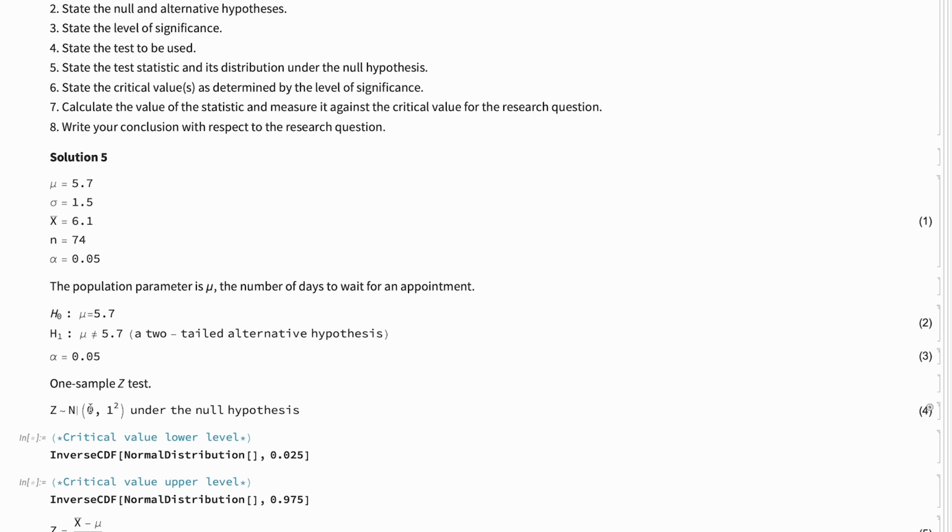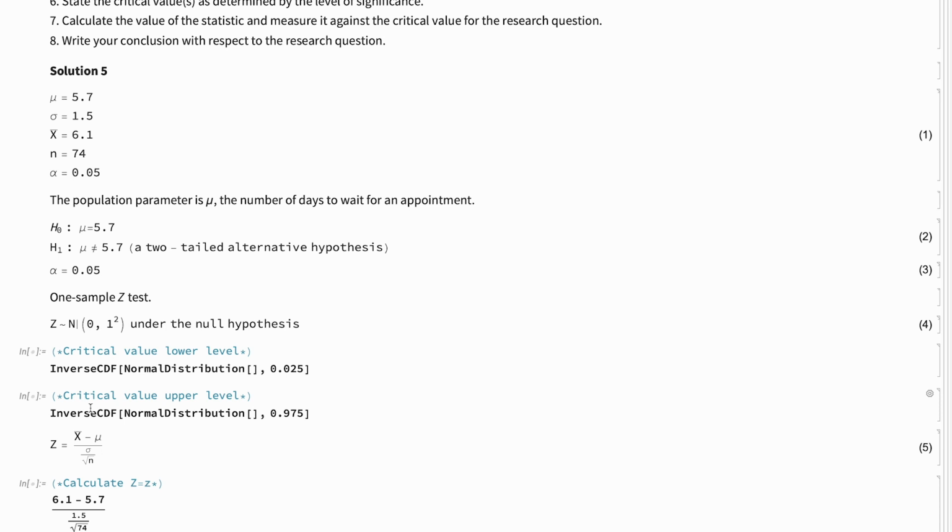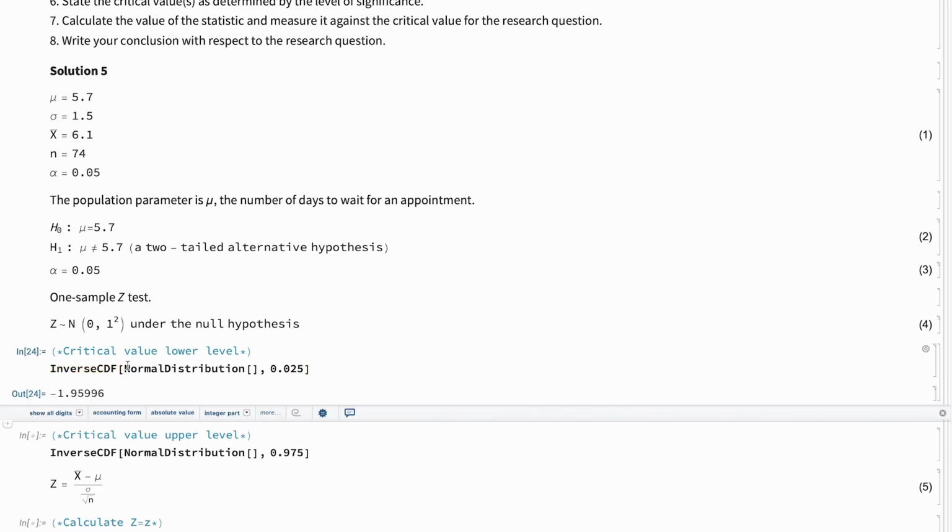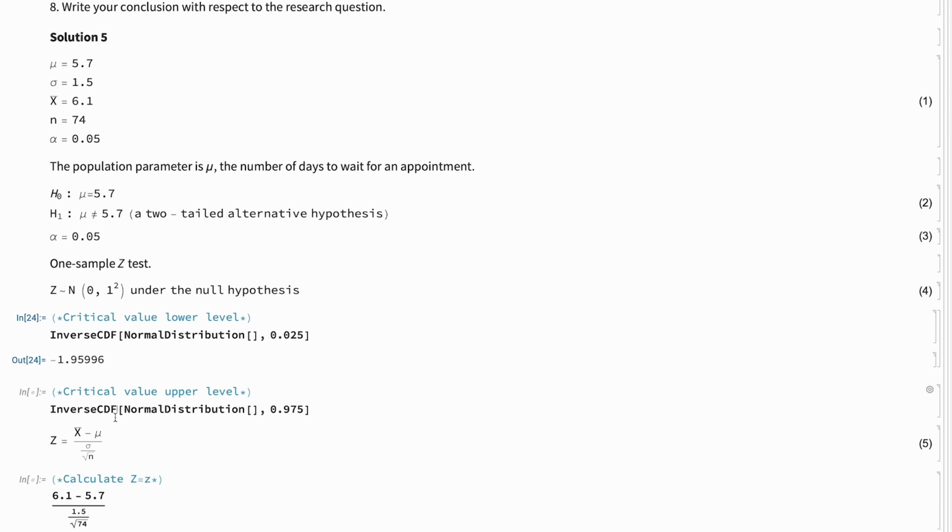And remember here, Z is just a representation of all the possible X bar values if I could do my study many times over. And all those X bars can be converted to a Z value by standardizing each and every one of those infinite number of X bar values by subtracting the population mean and dividing by sigma divided by the square root of n. So now I have to calculate the critical values using a Z distribution and using an alpha value of 0.05. Now here I've used code for that. My lower critical value will be negative 1.96. My upper value will be positive 1.96.